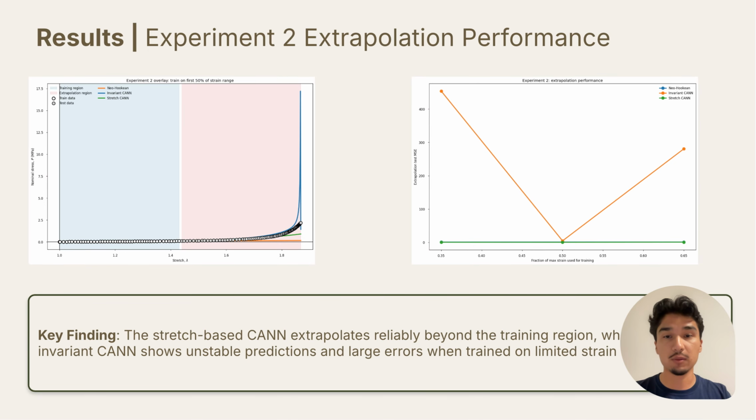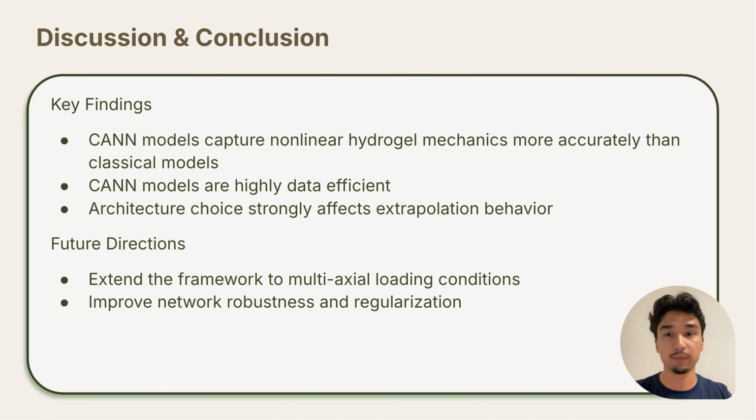What we observe is that the stretch-based CAN, in green, extrapolates reliably outside the training region, closely matching the experimental stress curve. In contrast, the invariant-based CAN, in blue, becomes unstable and produces large prediction errors when trained on limited strain data. To summarize, there are three main key findings from the work.